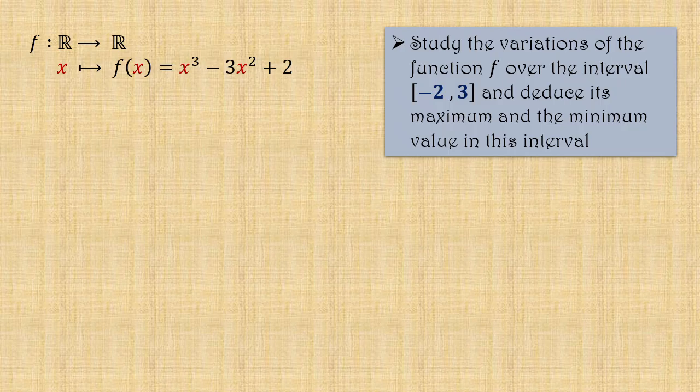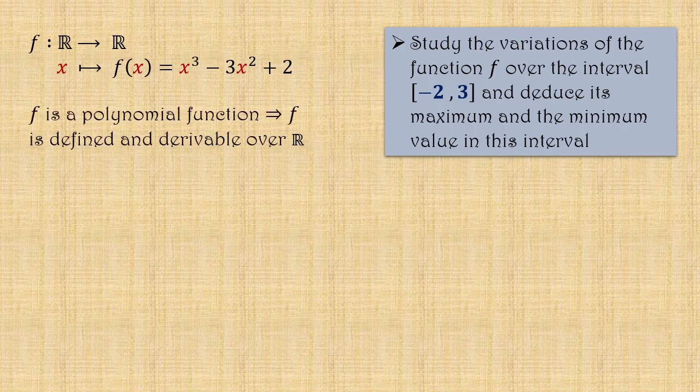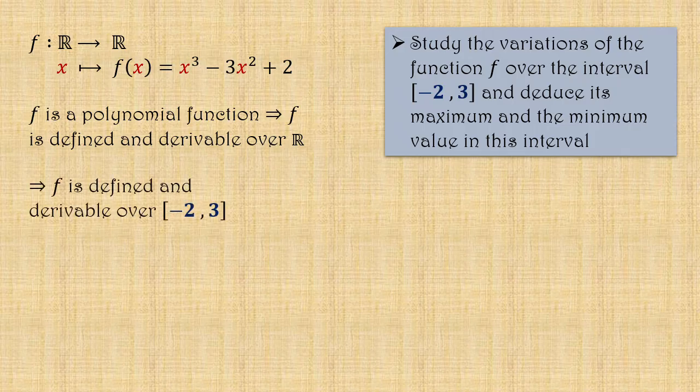So obviously, as it is the case with every polynomial function, since our function f, which is a polynomial function, is defined and derivable on the set of the real numbers R, then our function f is defined and derivable over the closed interval -2 to 3, which is a subset of R.